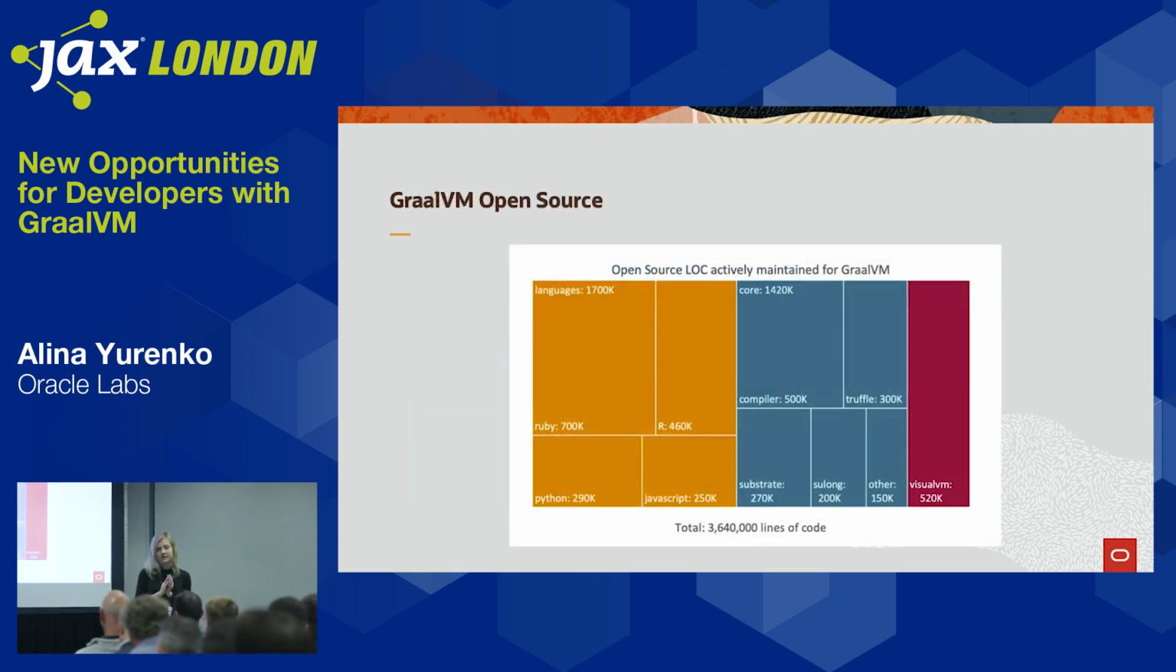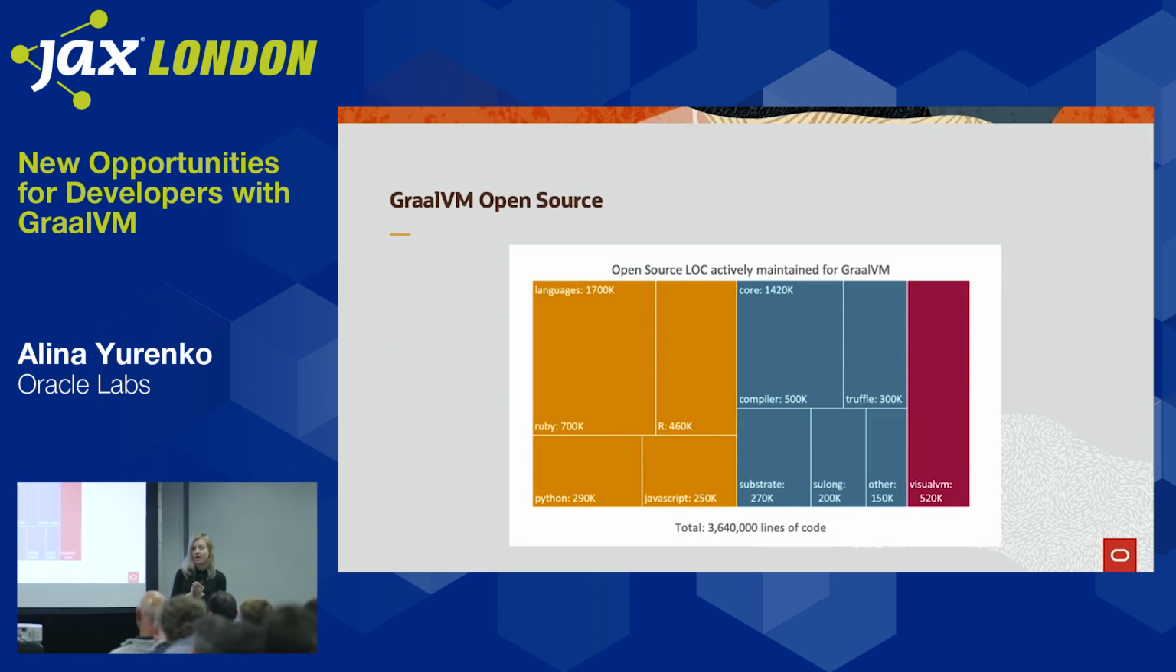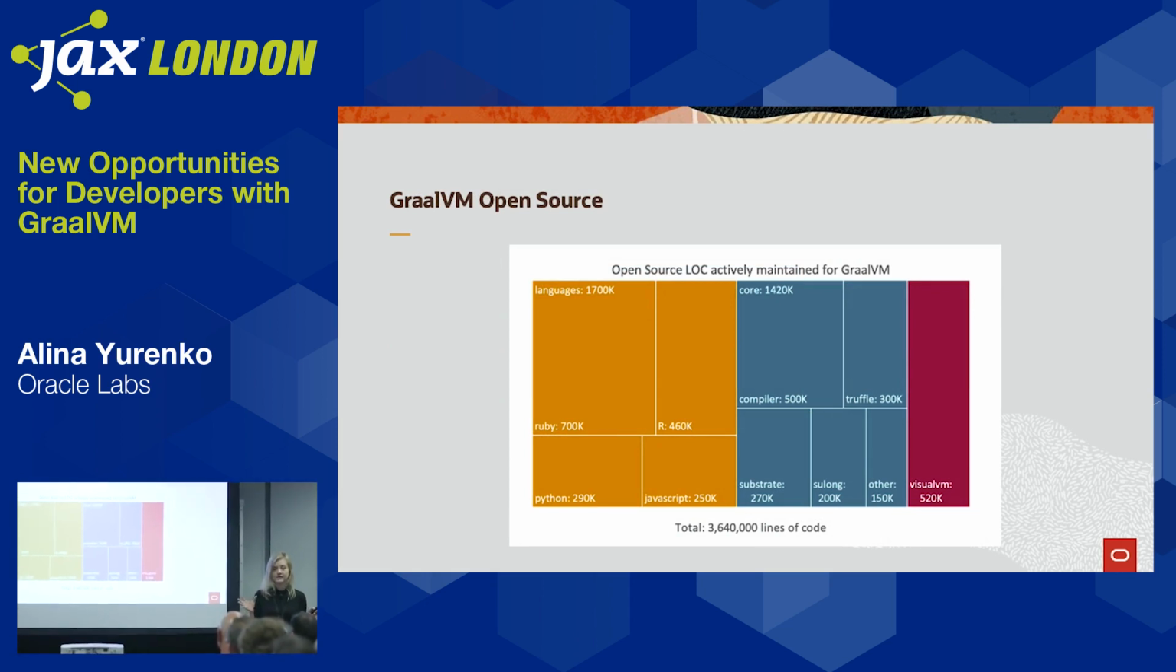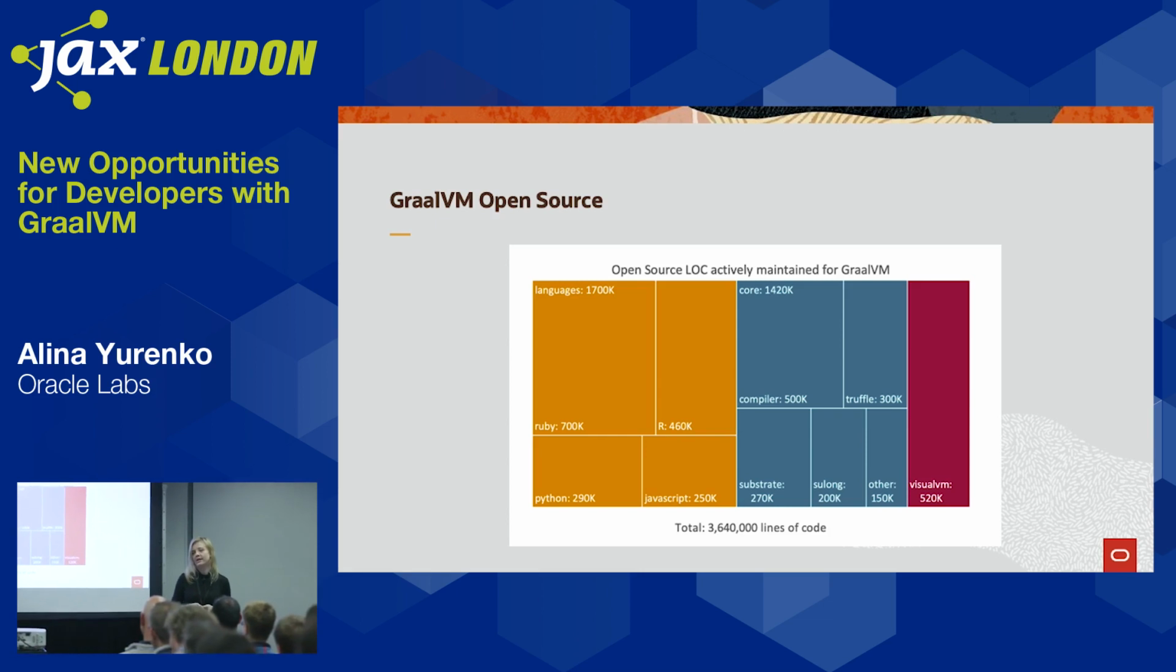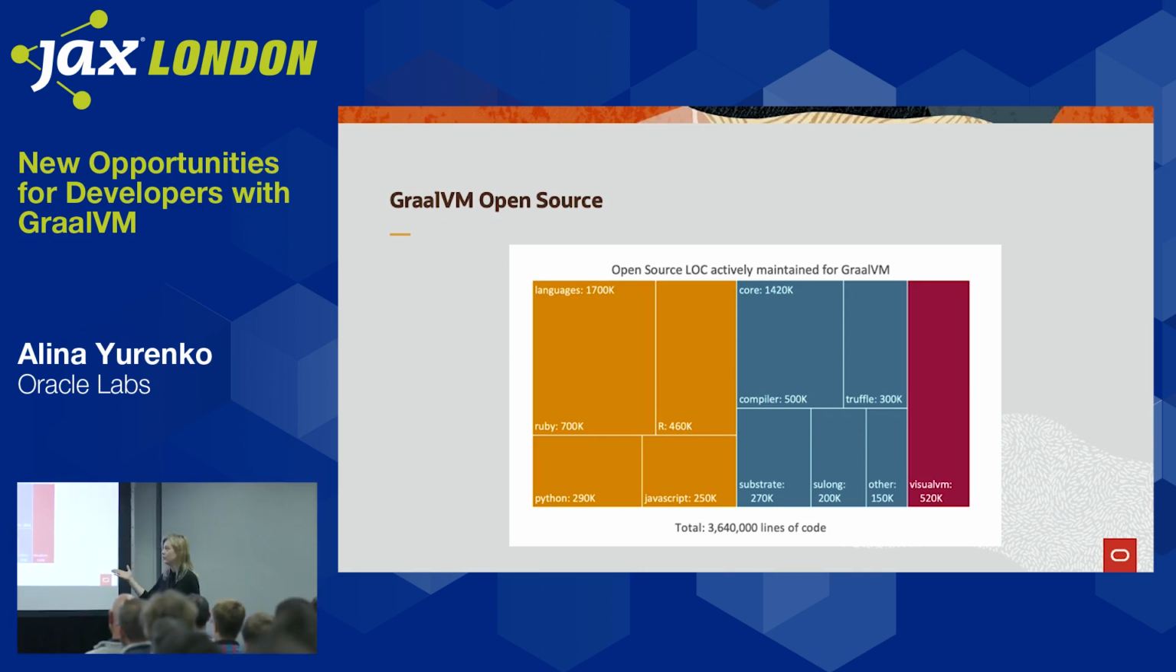Once again, about the performance part, this is an overview of all our repositories. So overall, we maintain over 3.5 million lines of code in open source. We have a huge team working on it, and this is an overview of it: there is a core repository, language implementations, tools like VisualVM, and so on.